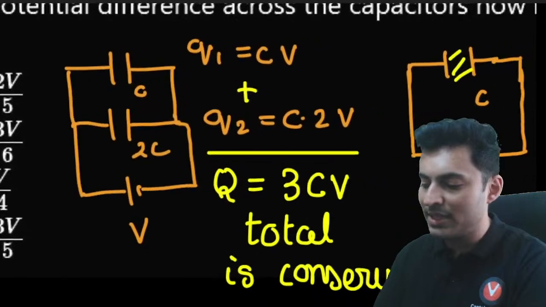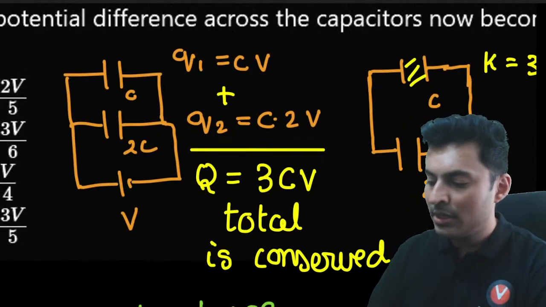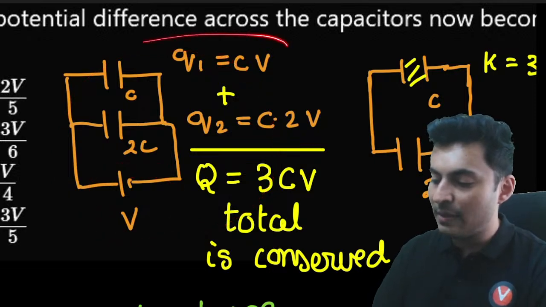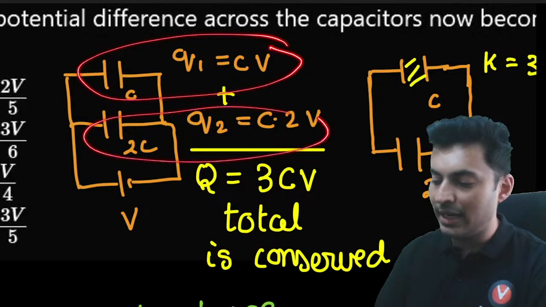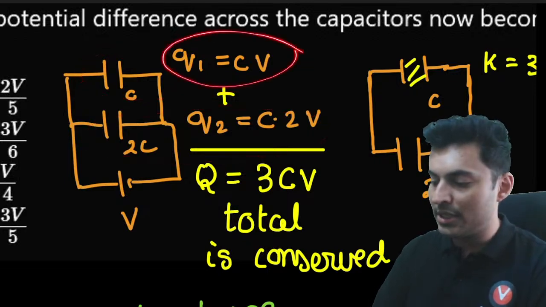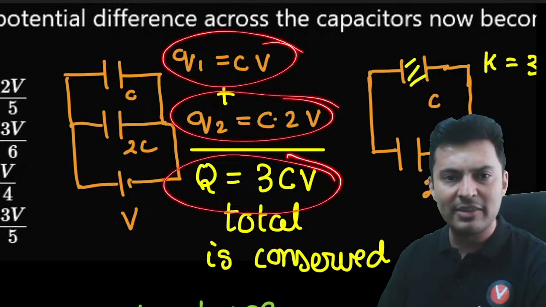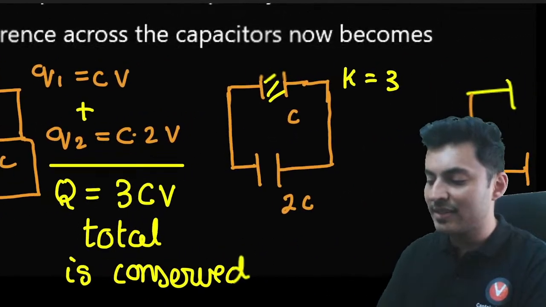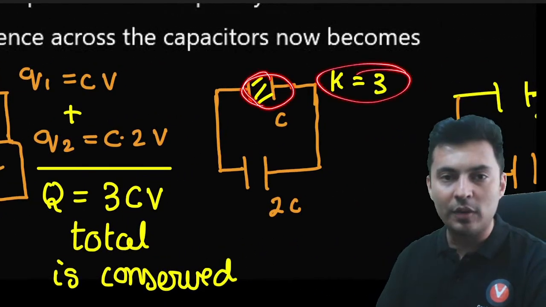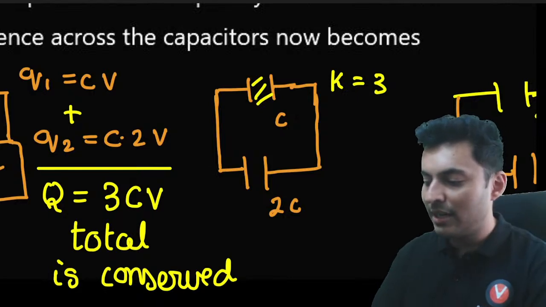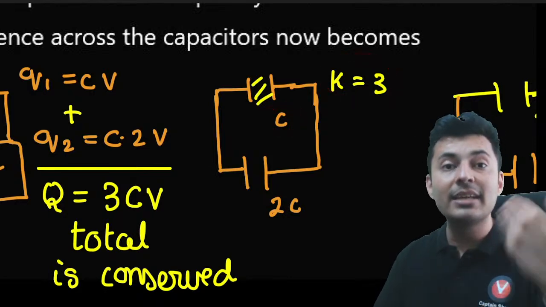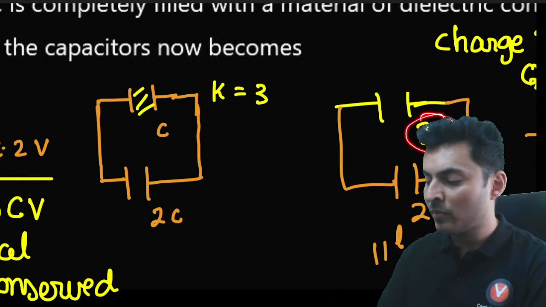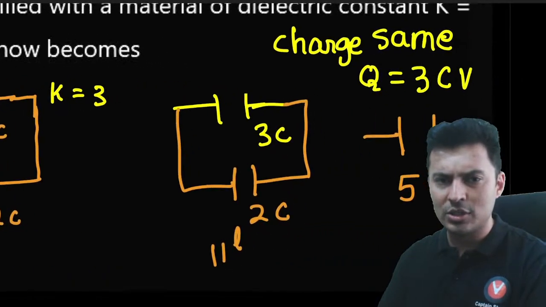So I'll repeat over here what we just did. First of all, remember the capacitors were given the same voltage. So this capacitor had CV charge and this capacitor had 2CV charge. So the total charge will become CV plus 2CV, which is 3CV. And this charge cannot go anywhere, so it has to be conserved. Now the battery is disconnected and you add some dielectric of constant 3. Whenever you add dielectric material, the capacitance will increase that many K number of times. So instead of C, I wrote it as 3C. 2C remained as it is. There is no change over there.